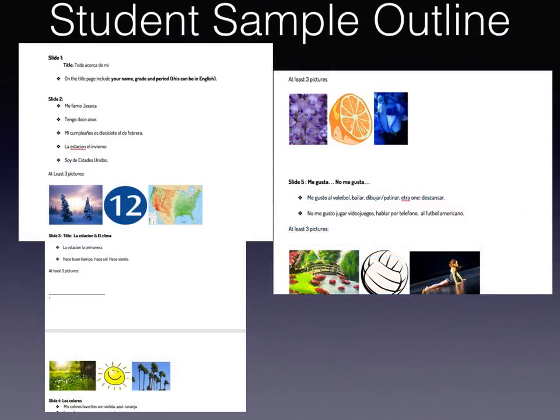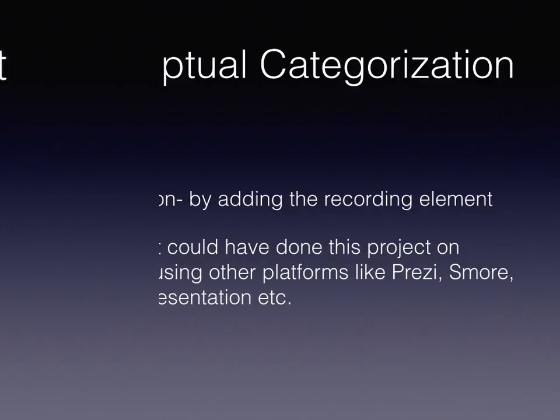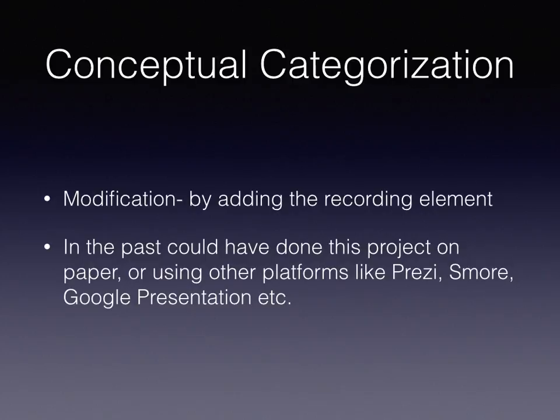So what did all this look like? Here's their outline. They have the information, 3 pictures, yada, yada. And then if you click these 2 links, here's an example of what my story final product looks like. And it looks a little different on the iPads. So that's our project. What is this an example of?